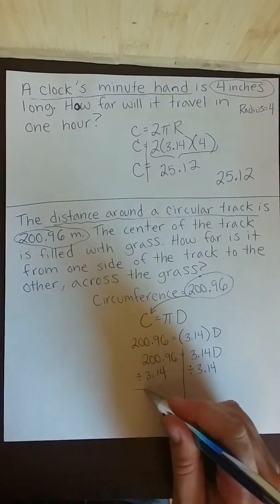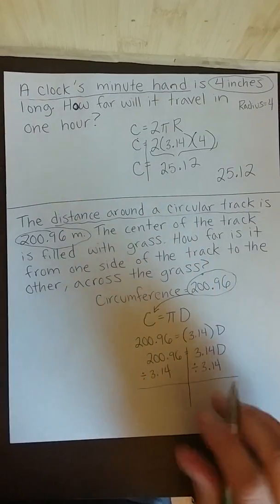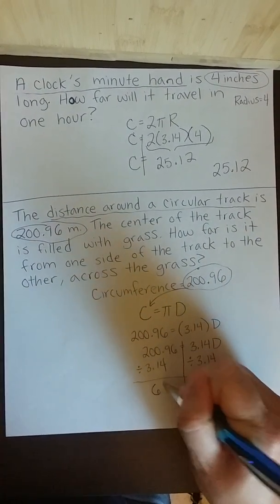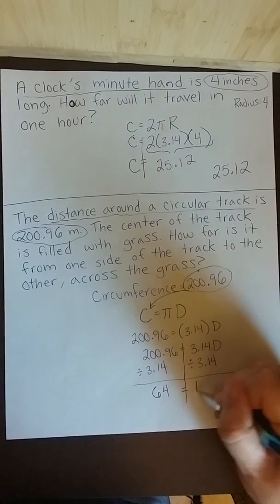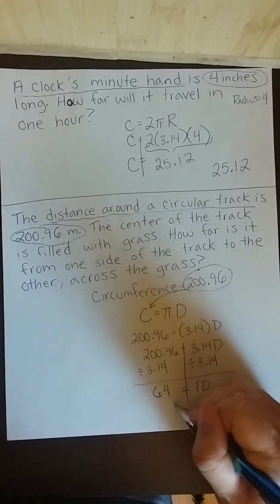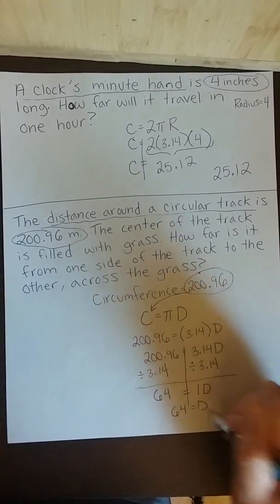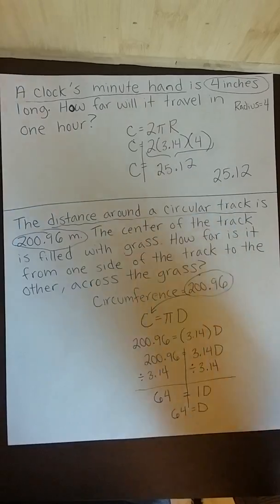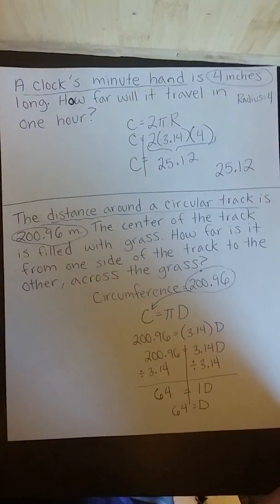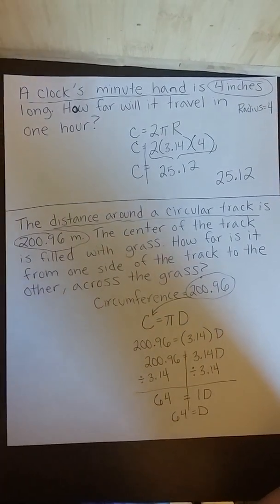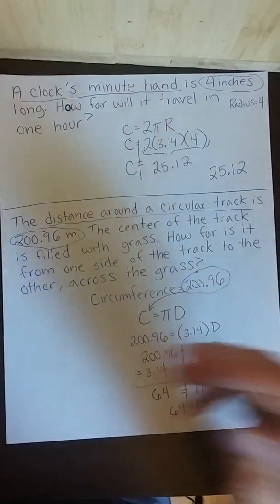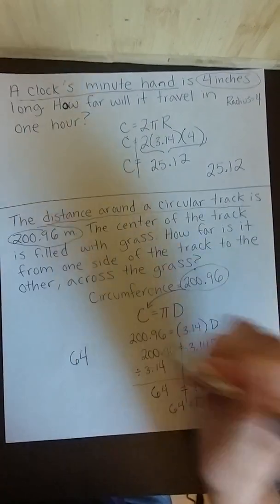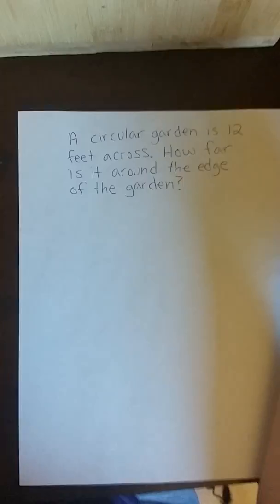When I do 200.96 divided by 3.14, I wind up with 64. 3.14 divided by 3.14 is just 1, or 1d. So I wind up with 64 is d. That means the diameter of my track is 64 meters, or if I walked from one side of the track to the other across the grass, I would be walking 64 meters. Again, on your homework, I don't want you to include units, so you would just write 64. Let's look at a third example.